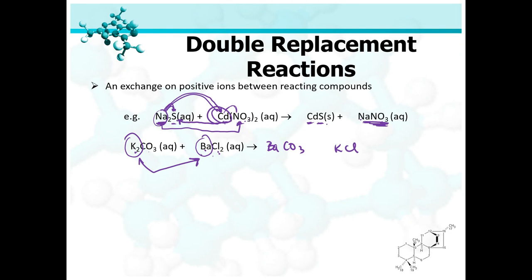Since it's ionic, we've got to check our charges. Barium's a +2, carbonate's a -2. We're golden. We don't have to do anything to balance those out. Potassium's a +1, chlorine's a -1. We don't have to balance anything out. We do have to throw in a coefficient to balance the whole equation. So I've got 2 potassiums and 2 chlorines. We're just going to put a 2 in front of potassium chloride.